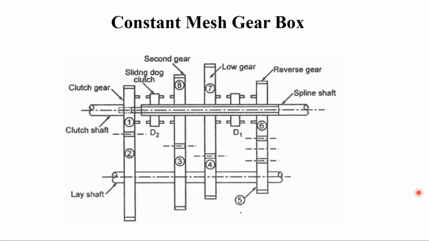One is the constant mesh gearbox, where the gears are always in constant mesh with each other. You can see gears 1 and 2 are in mesh, 3 and 8 are in mesh, 4 and 7 are meshed together, and 5 and 6 are meshed together.